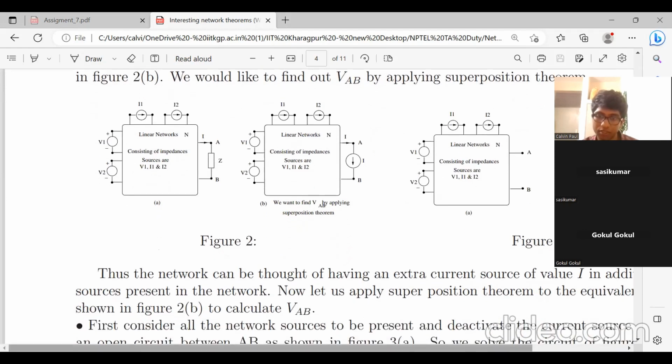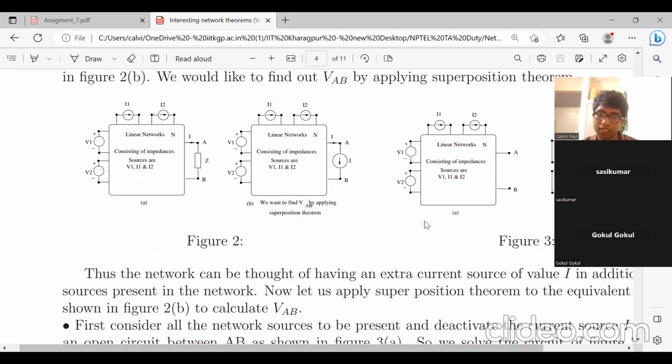Now we have two options. So what we do is we can apply superposition theorem. So can one of you tell what is superposition theorem? What do you do in superposition theorem?